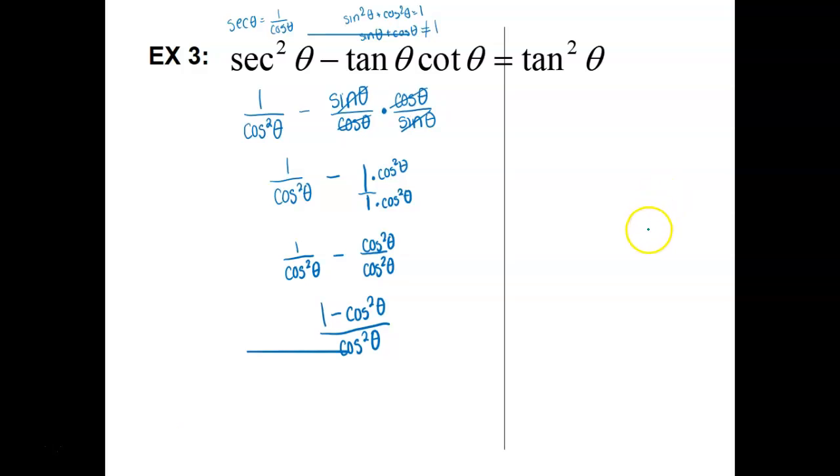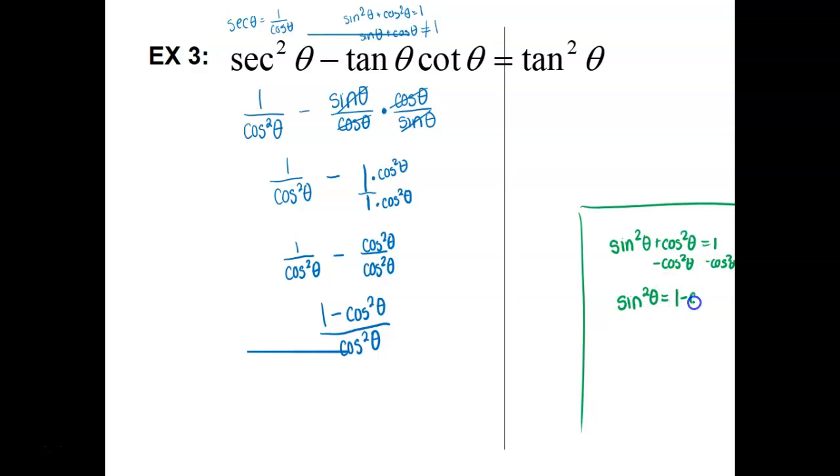Okay, now I'm going to put a side note over here, and I went over this in the video as well, but we'll reiterate it here. I know that sine squared theta plus cosine squared theta equals 1. And this is a side note. I am not doing work on this side right here. So I know that's true. So if I subtract cosine squared theta from both sides, sine squared theta equals 1 minus cosine squared theta.